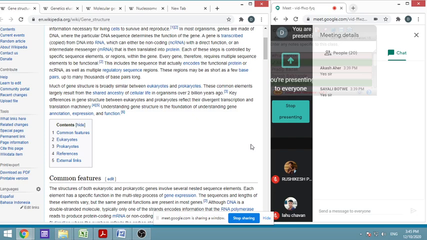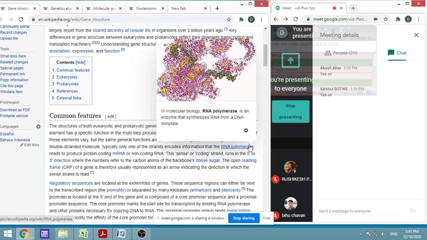So there are basically three important things: gene annotation, gene expression, and gene functions. So how the gene is present, how the gene is expressed, meaning how the gene is either replicated or transcribed, and what the functions are. These are the basic things.